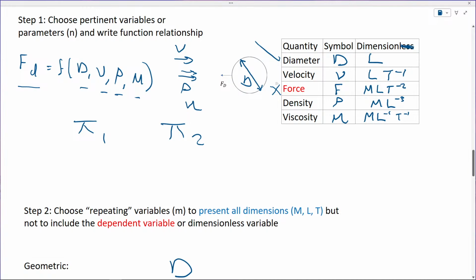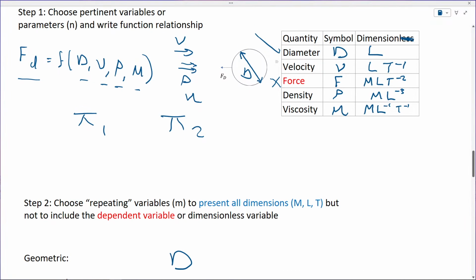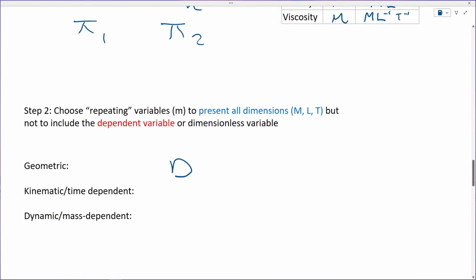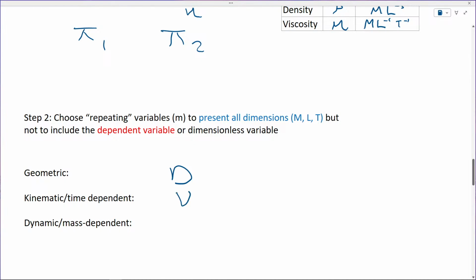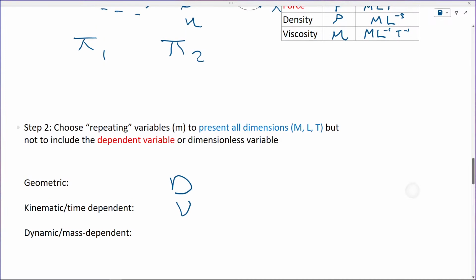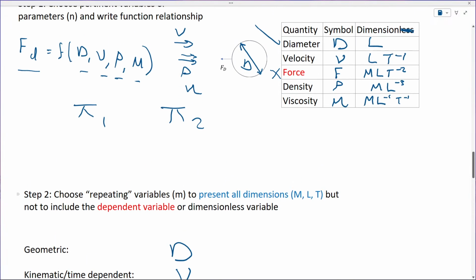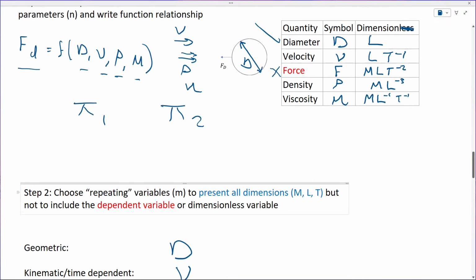Like this has time, this has time, this has time, this does not. So I can check. Usually you select the velocity because we know kinematic is related to velocity. So that's my second dependent repeating variable. Third, I should choose something that has mass. The one that has mass, so I choose this one already.